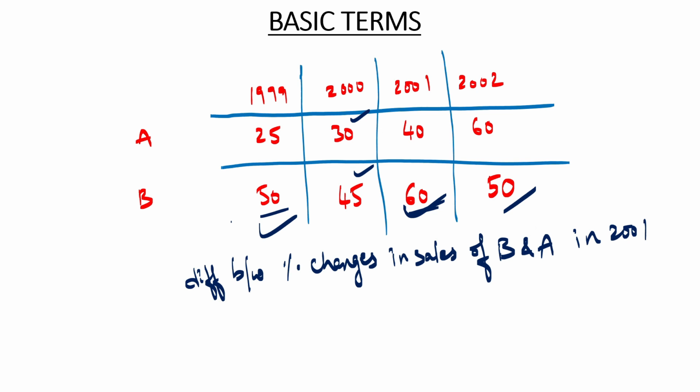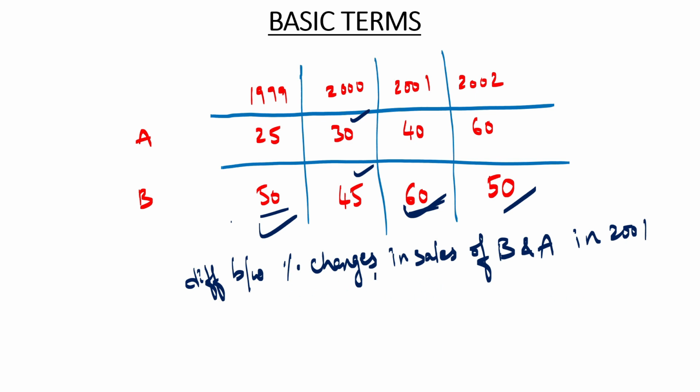Now calculate the difference between percentage changes in sales of both company B and A in 2001. To calculate the difference between percentage changes, we must calculate the individual percentage changes in 2001. As I told you previously, in order to calculate percentage change of a particular year, you must take the previous year's value as a reference point.